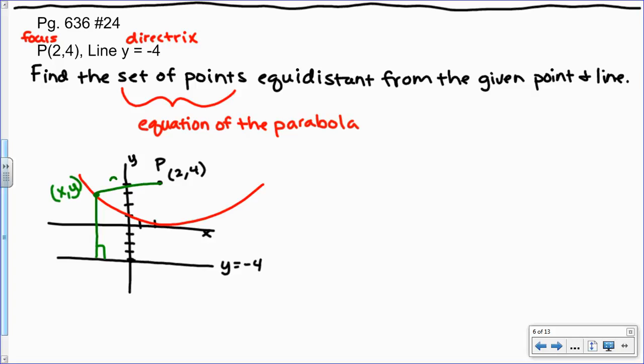Okay, so I'm going to call this distance 1 and this distance 2.